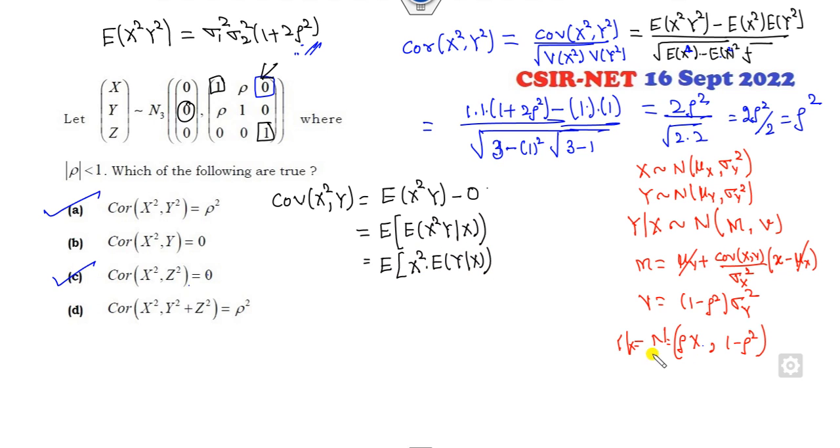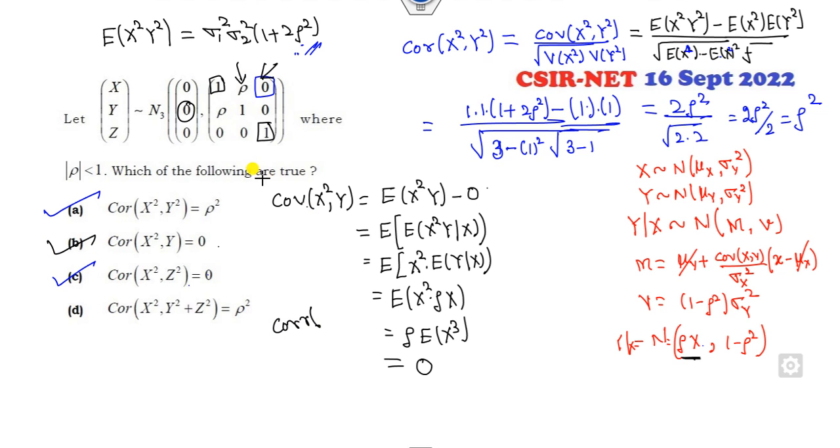So what is y given x? The expected value of y given x is rho of x. So the covariance of y and x square is rho times E of x cube, and x is normally distributed, so the odd moment is always 0. Once the covariance is 0, the correlation is also 0.